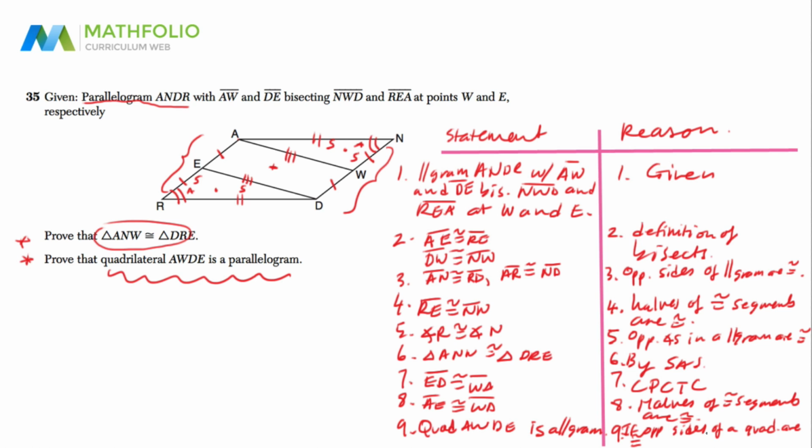So really, I should use the words both pairs of opposite sides of a quadrilateral are congruent, then the quadrilateral is a parallelogram. So sorry, it's a little messy. I tried to squeeze all of that in, but we did just get there in the 9 steps. So that was number 35.